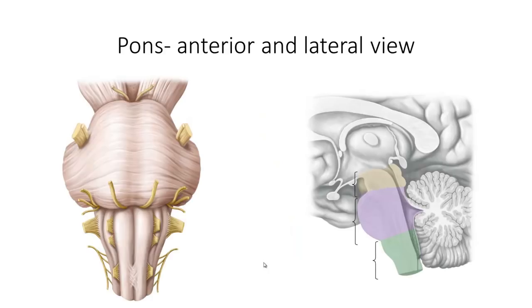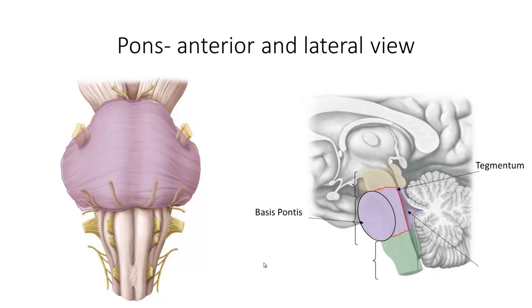Next, we're going to look at our pons. This is going to be an anterior and sagittal view. The most prominent structure on our anterior side is going to be our basis pontis, which can be seen here on our sagittal view. Just deep to that and more posterior is going to be our tegmentum. And then our fourth ventricle is going to sit just deep to that, more posterior, in between our tegmentum and our cerebellum.